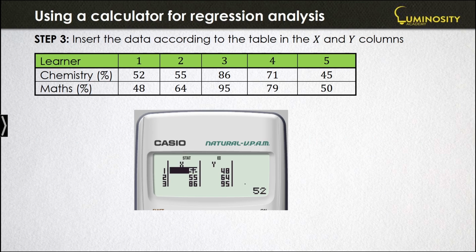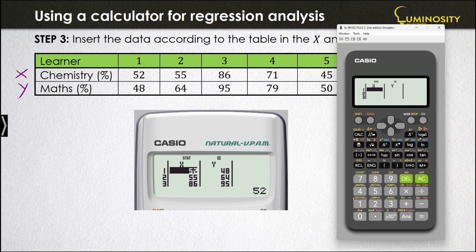Next, you want to insert the data according to the table in the x and y columns. Again, chemistry is your x and maths is your y. I'm going to put all the x values first. 52 equals, and you can see it goes down across the x values. Don't worry that the y's are showing 0 for now. We will adjust that. The next one is 55. Just make sure you read the table correctly. Then it's 86. Then it's 71. And then it is 45.